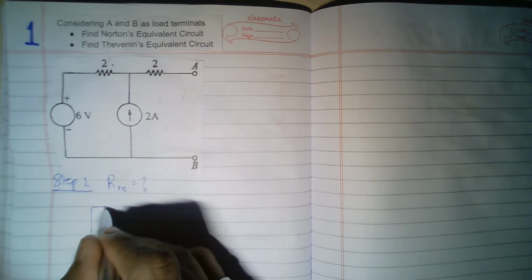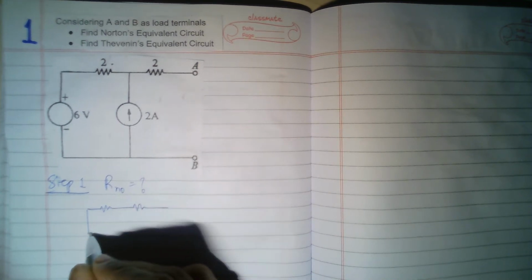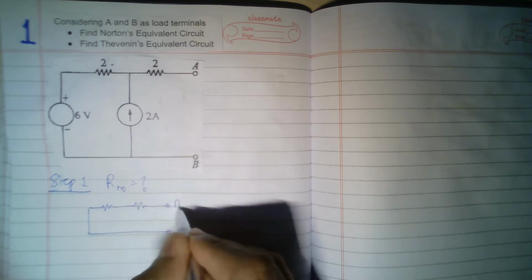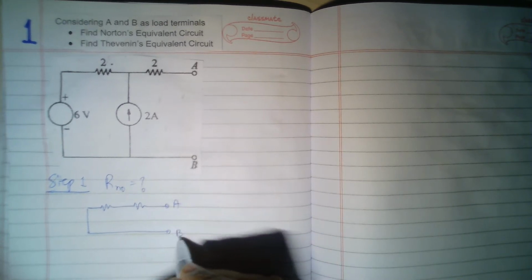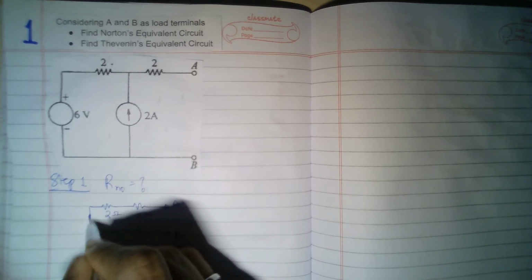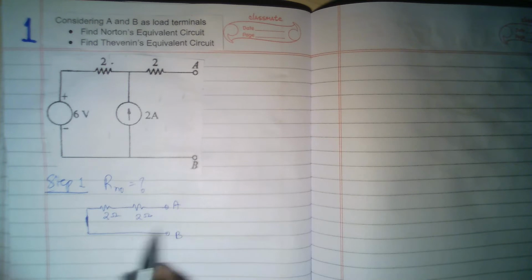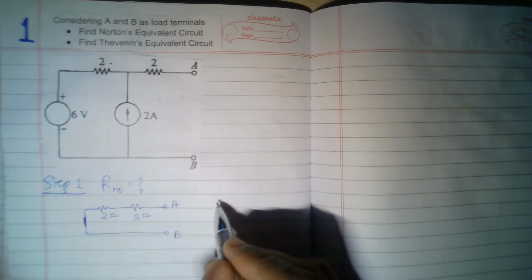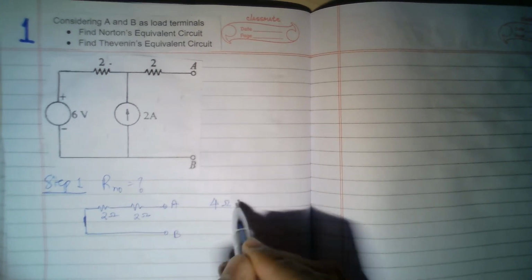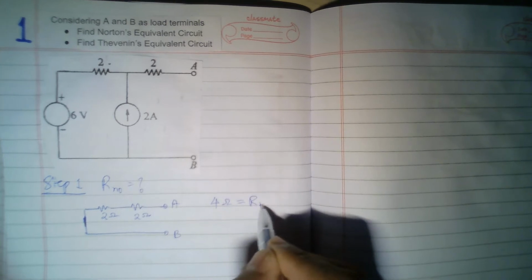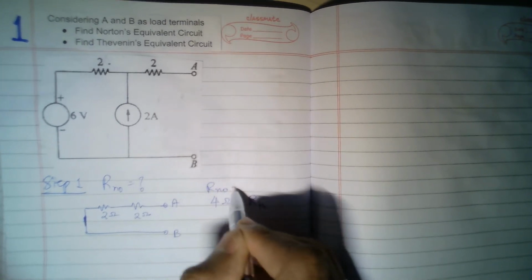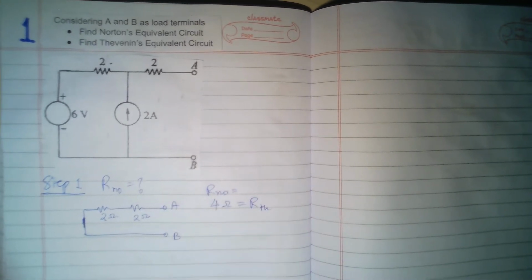The circuit becomes like this: A and B, and then we have 2 ohms here and 2 ohms here. Here the voltage source has been short circuited and the current source has been open circuited. So the resistance is 4 ohms. This is nothing but RTH or RNO. So this is simple.